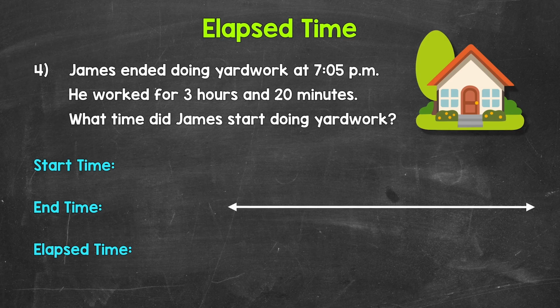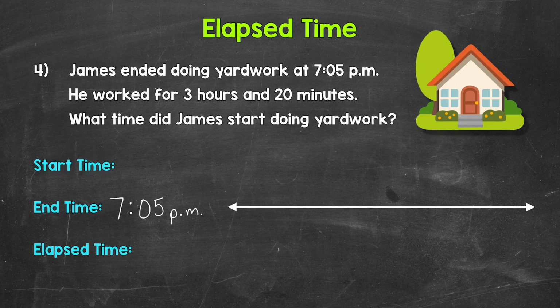James ended doing yard work at 7:05 p.m. He worked for 3 hours and 20 minutes. What time did James start doing yard work? So we know the end time. James ended doing yard work at 7:05 p.m.